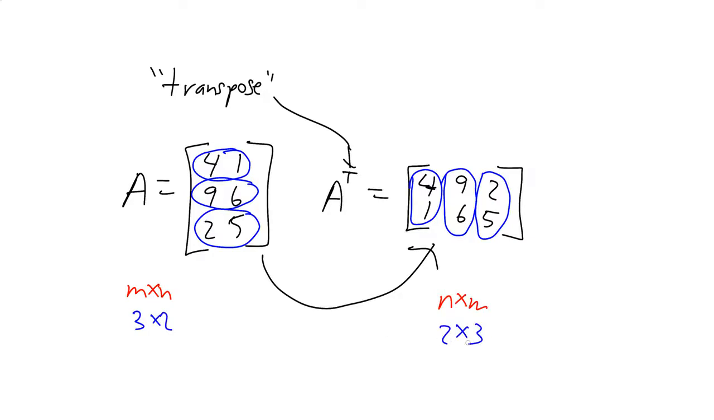So there will be times when you can't add two matrices together, but if you take the transpose of one of them, maybe you can, right? Because that puts it in the proper dimensions. So those are our three operations.